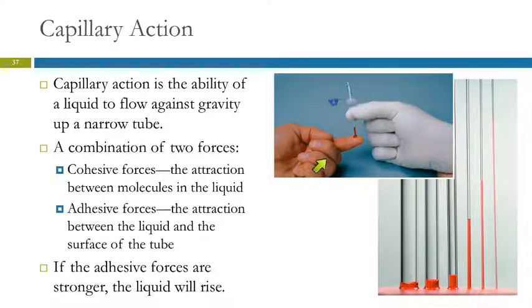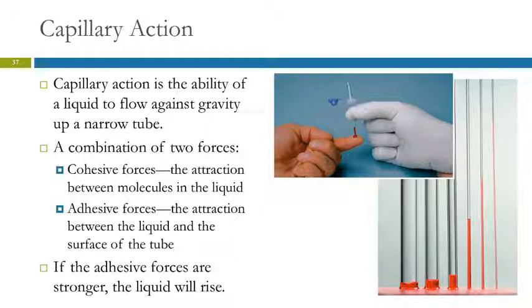So here we have a picture of someone getting a blood sample taken. So you prick your finger and some blood comes out. You touch this little tiny capillary tube to the blood and the blood just runs up. That's crazy. Things going against gravity, right? It's capillary action. It's a combination of two different forces. There's cohesive forces and adhesive forces.